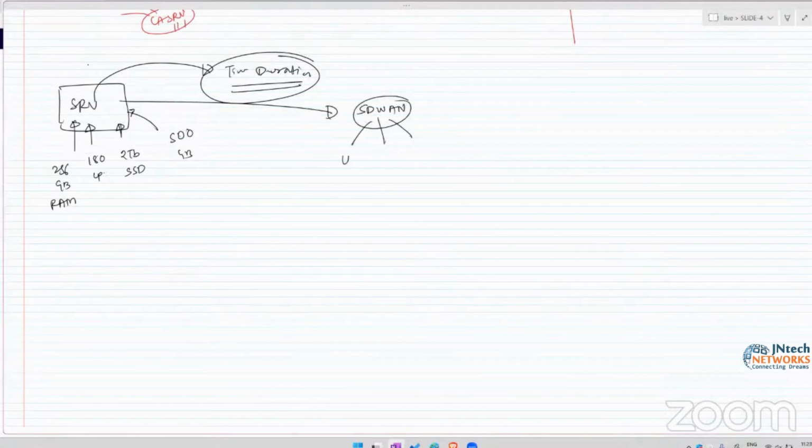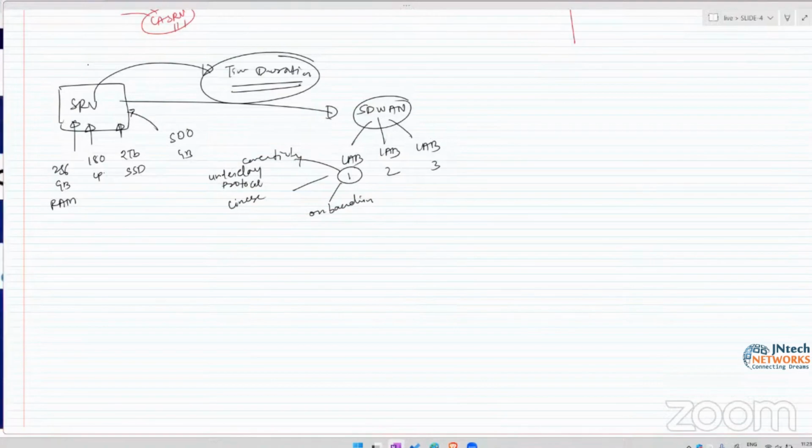We discuss 3 labs: lab 1, lab 2, and lab number 3. In lab 1, we discuss onboarding, license concept, and connectivity with the underlay protocol. Which one? Underlay protocol. If you have any confusion with underlay, we can discuss it, no worry.